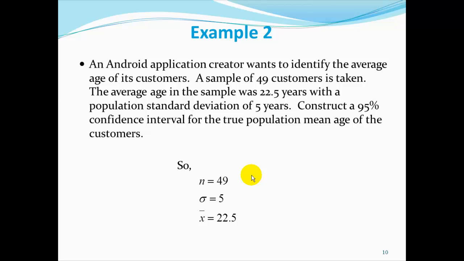For this problem, our n value is 49, and since they distinctly said the population standard deviation, we know the symbol for the population standard deviation is sigma, and that's equal to 5, and our sample mean was equal to 22.5. For this problem, we have a large sample case, n is greater than or equal to 30, and sigma is known.